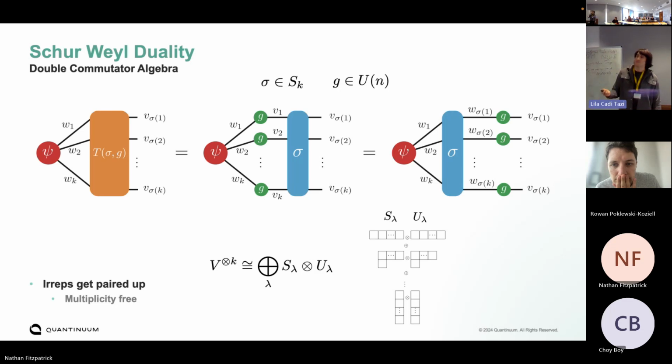And when you do this, the irreps get paired up, and the multiplicity spaces get acted on by each group. So you basically get this multiplicity-free decomposition, where the multiplicity space of the unitary group is acted on via the permutations of the symmetric group, and that lambda here is the shared irrep, the shared Young diagram. So this is what I mean by it being very interesting that the symmetric group and the unitary group share the same representation theory with this duality.